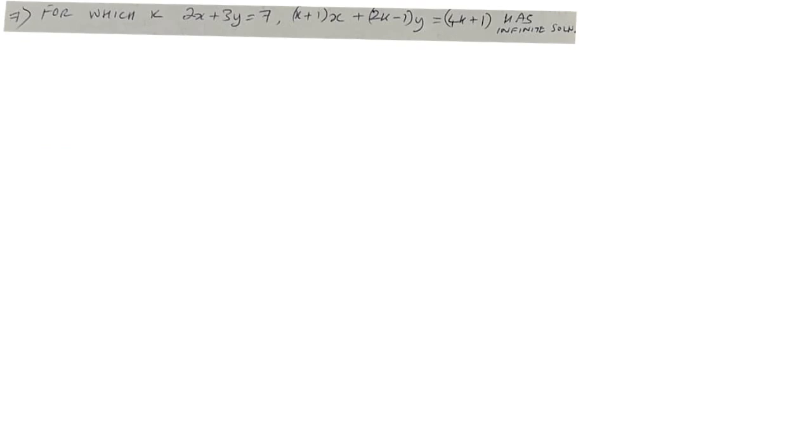For which k do 2x plus 3y equal to 7 and (k plus 1)x plus (2k minus 1)y equal to 4k plus 1 have infinite solutions? Again, infinite solutions means they should be coincident. Coincident means a1 by a2 is equal to b1 by b2 is equal to c1 by c2. Correct? So that's what we have written.